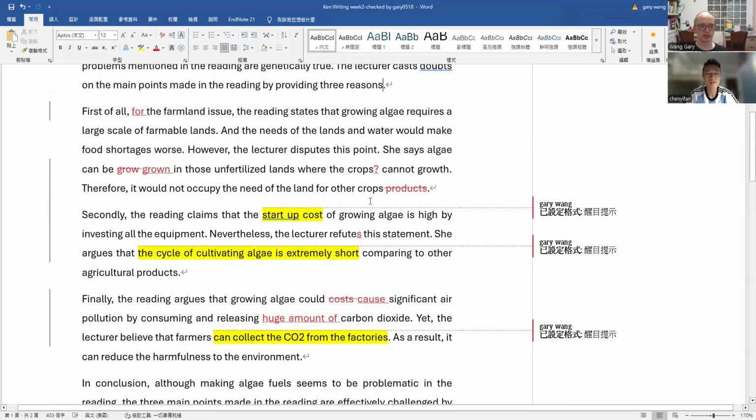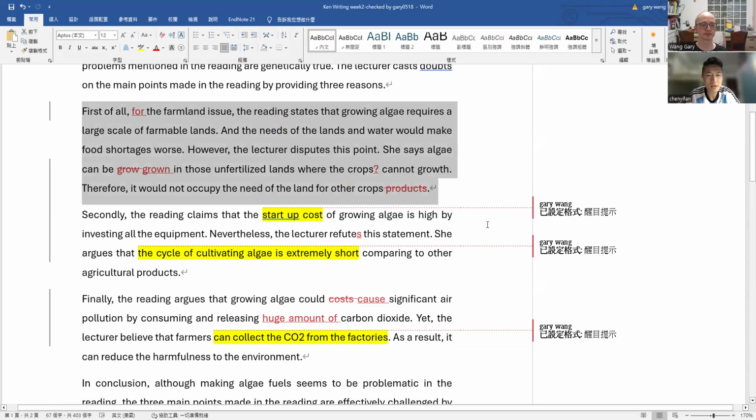Okay, let's move on. Paragraph 2. Could you please read it first of all? First of all, for the farmland issue, the reading states that growing algae requires a large scale of farmable land, and the needs of the land and water will make food shortage worse. However, the lecturer disputes this point. She says algae can be grown in those unfertilized lands where the crops cannot grow.